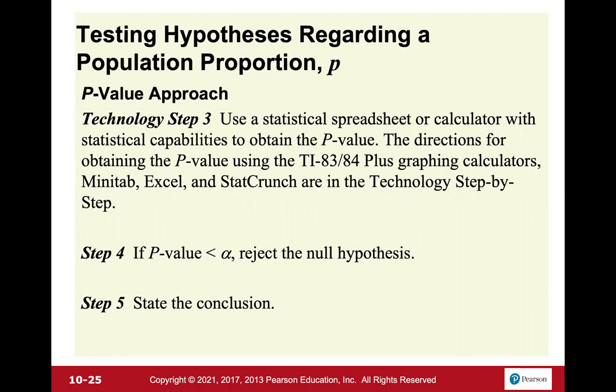The directions for obtaining the p-value using the TI-84 Plus calculator's menu tab and all of that, we could actually find in the book, I believe. But step 4, if the p-value is less than alpha, then we would reject the null hypothesis. And lastly, we would just state the conclusion.